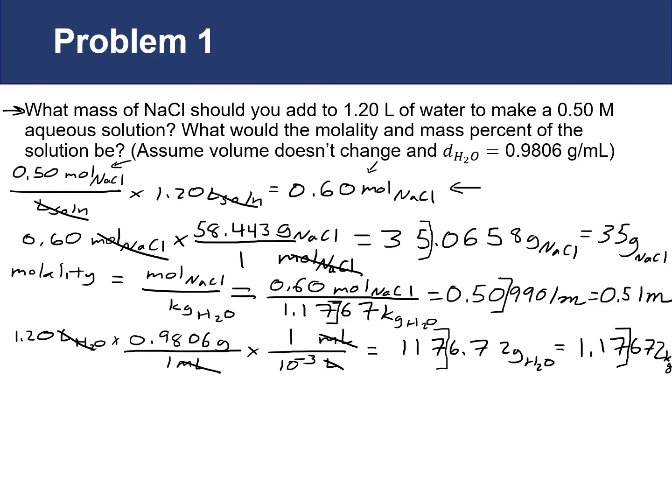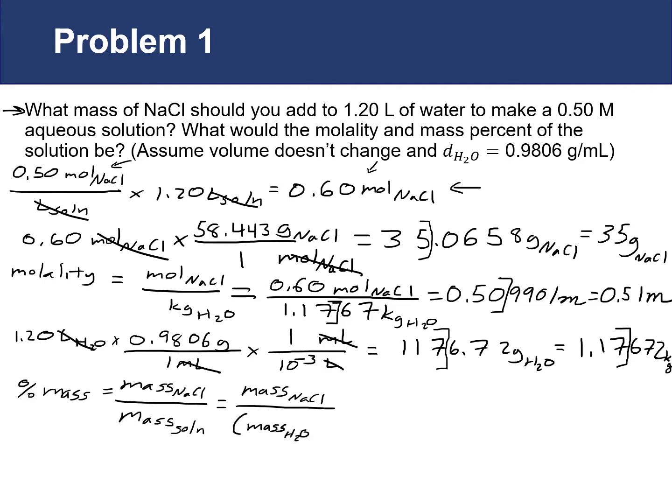The last part is figuring out our mass percent. So mass percent, or percent by mass, is the ratio of the mass of our solute. So that would be mass of NaCl divided by the mass of our solution. The mass of the solution is everything. That's the solute and the solvent. So we could think about this as mass of our NaCl divided by the mass of water plus the mass of the NaCl.